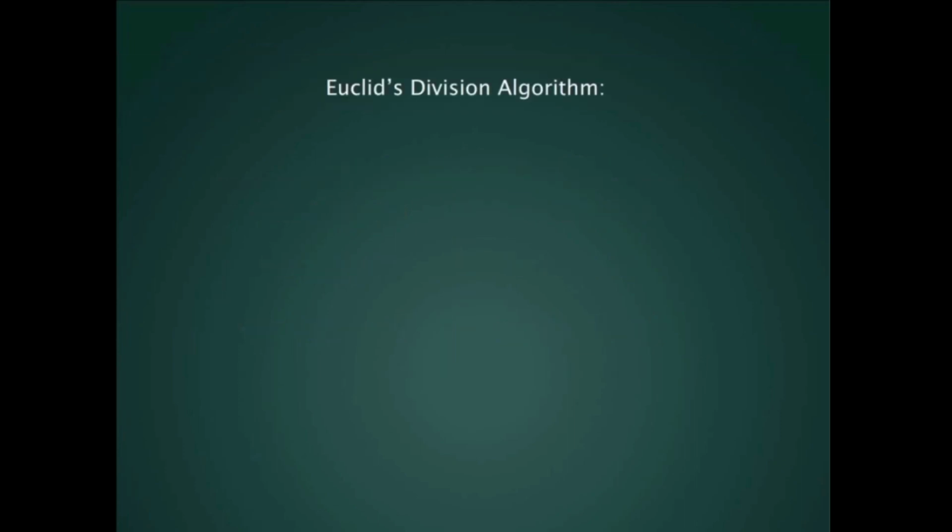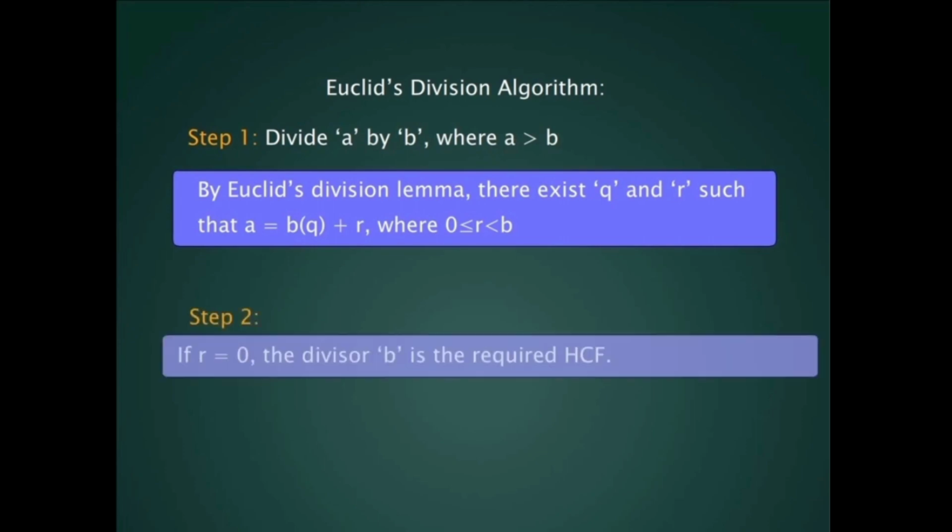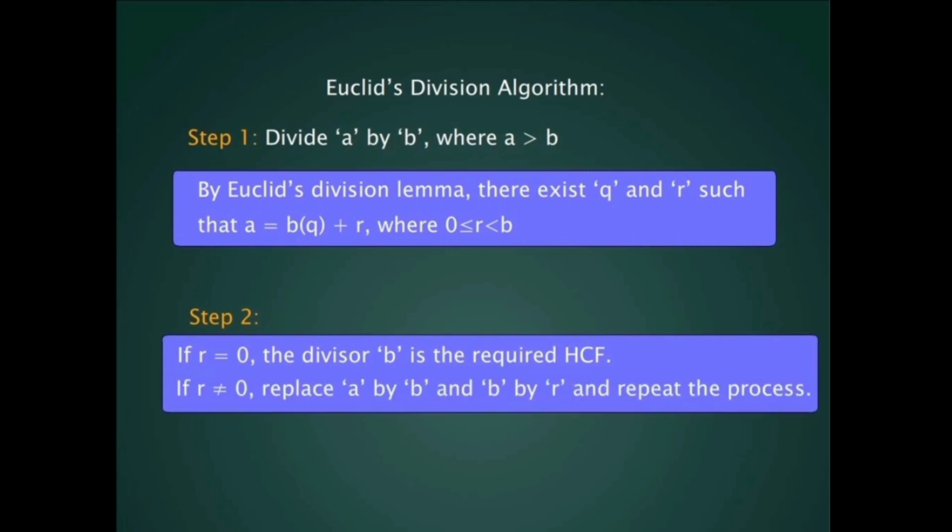Euclid's division algorithm is defined as follows. Step 1. Divide A by B. Note that A is greater than B. By Euclid's division lemma, there exist two integers q and r, such that A is equal to B times q plus r. Step 2. If r is 0, the divisor B is the required HCF, and if r is not equal to 0, replace A by B and B by r and repeat the process. Repeat this process until the remainder is 0.